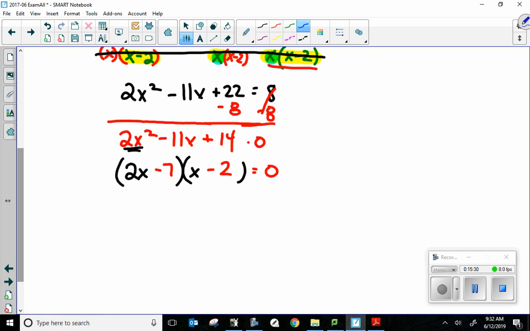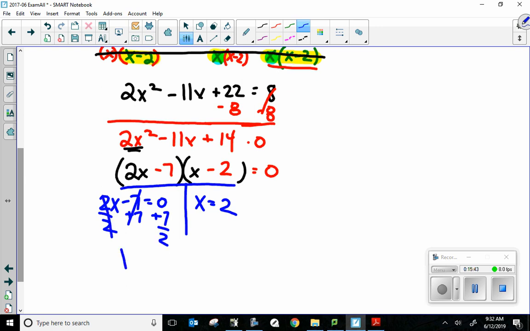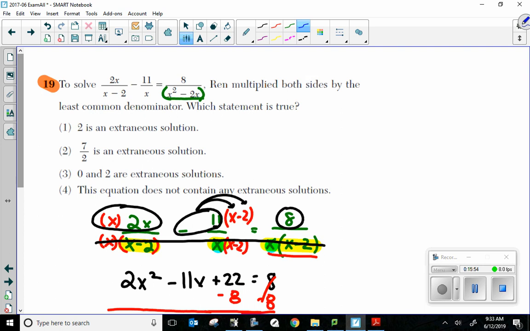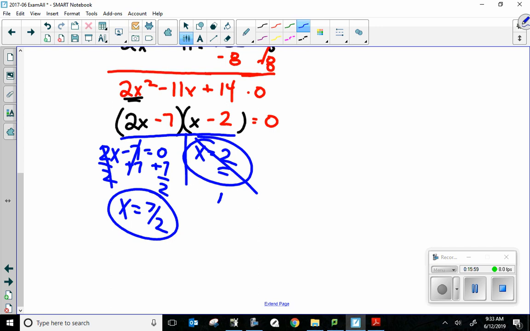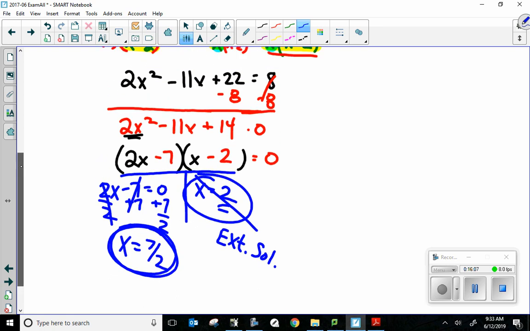Now, T-bone, I solve each one of these. x equals 2. For this one, if I have 2x minus 7 equals 0, I add 7, and then I divide by 2. So x equals 7 halves. Here's the thing. If I try putting 2 in this equation, we already said this bottom would be 0. 2 is an extraneous solution. This will not work. If I put 7 halves in, it will work. There is no fraction that would become undefined with 7 halves.